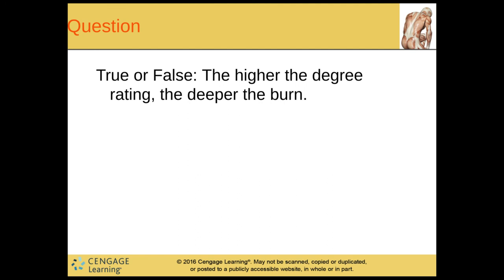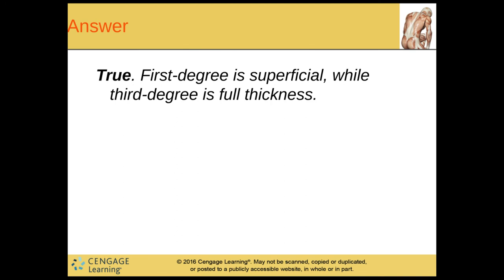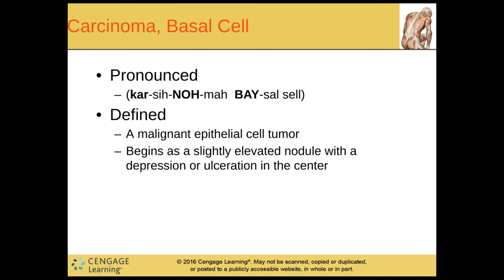Okay. So true or false, the higher the degree rating, the deeper the burn. So is a 3rd degree burn deeper than a 1st degree burn? That's true. Good. So 1st degree is superficial, while 3rd degree is full thickness. So then we have a basal cell carcinoma, or carcinoma basal cell, because there's a couple different kinds. This is a malignant, meaning cancerous, epithelial cell tumor. It begins as a slightly elevated nodule with a depression or an ulceration in the center.